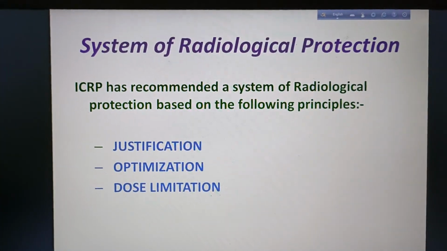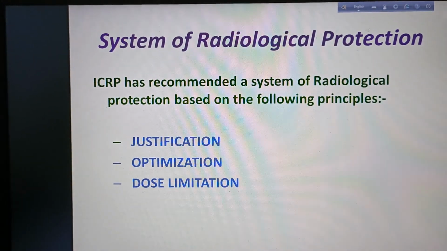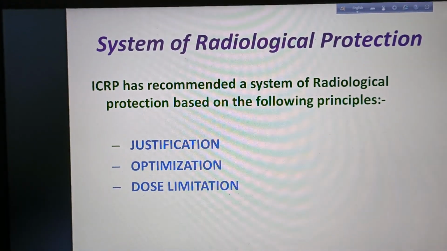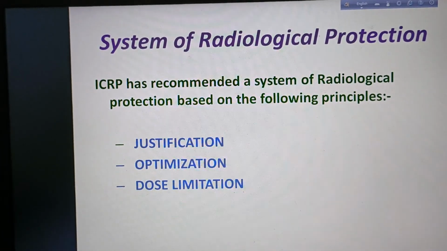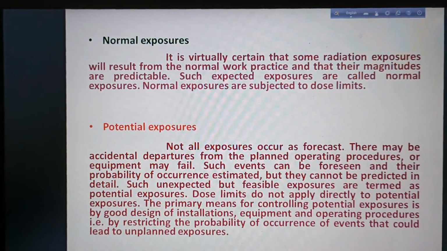System of radiological protection. ICRP has recommended a system of protection based on the following principles. These three principles are justification, optimization, and dose limitation.